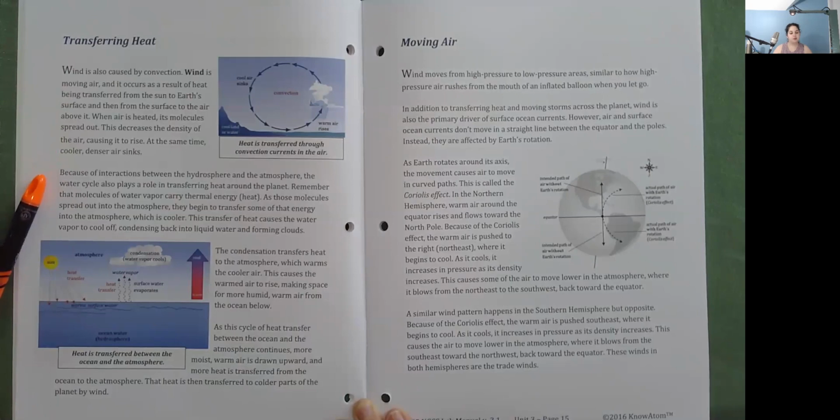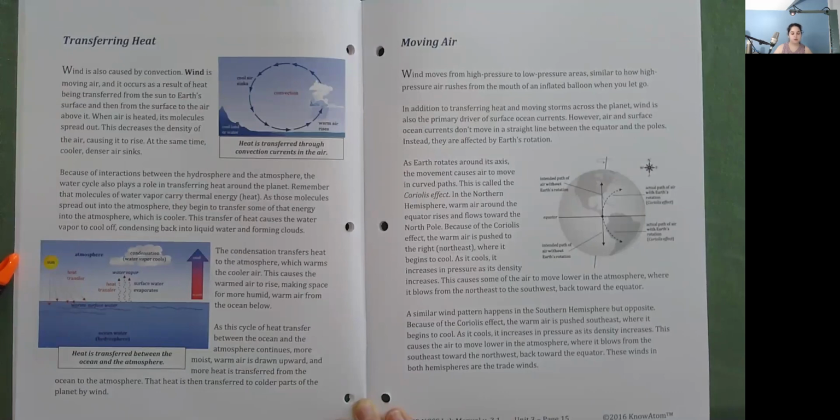Because of interactions between the hydrosphere and the atmosphere, the water cycle also plays a role in transferring heat around the planet. Remember that molecules of water vapor carry thermal energy, or heat. As those molecules spread out into the atmosphere, they begin to transfer some of that energy into the atmosphere, which is cooler. This transfer of heat causes the water vapor to cool off, condensing back into liquid water and forming clouds. The condensation transfers heat to the atmosphere, which warms the cooler air.